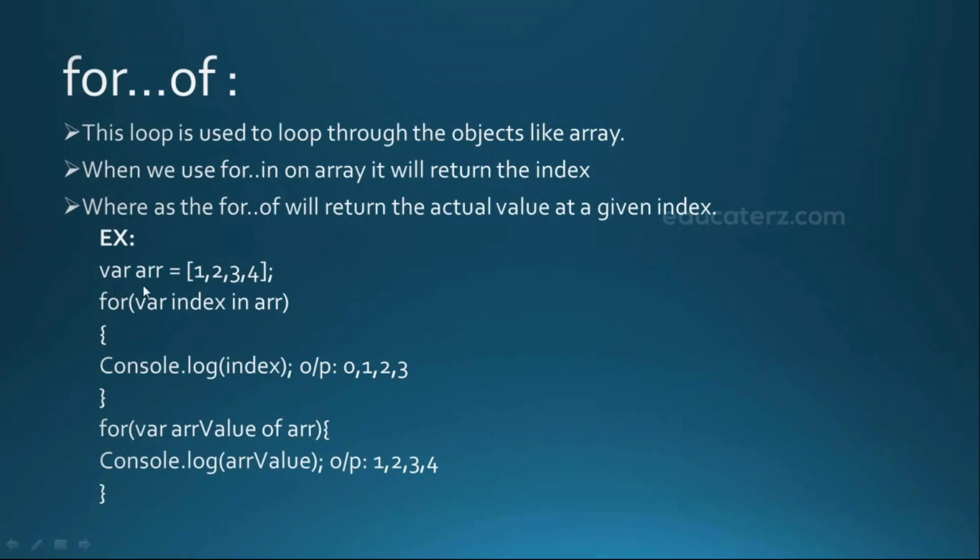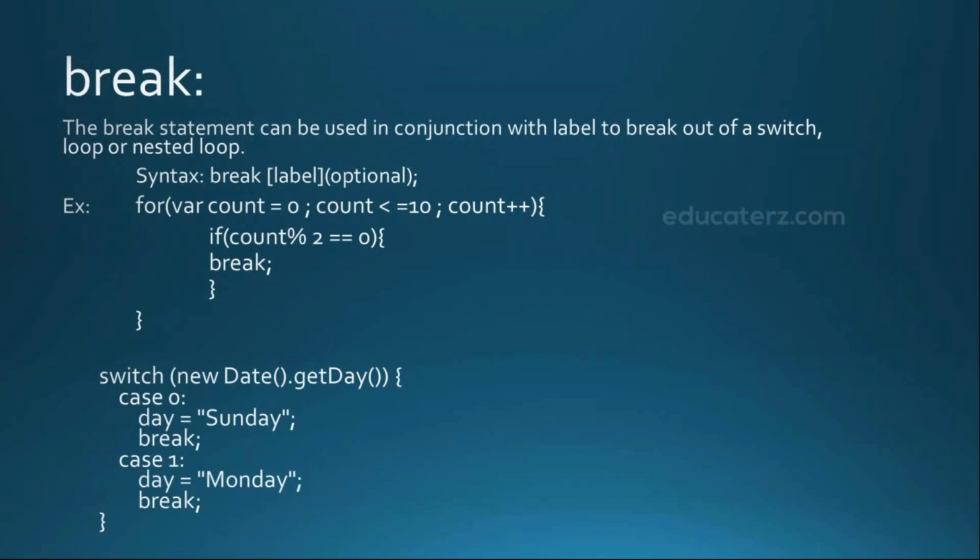Here I declared an array with 1, 2, 3, 4. If I use var index in array, it will give me the index values, whereas if I use for var value of array, it will give me the actual values at those indexes of that array. So it's a major difference between using for-in and for-of.